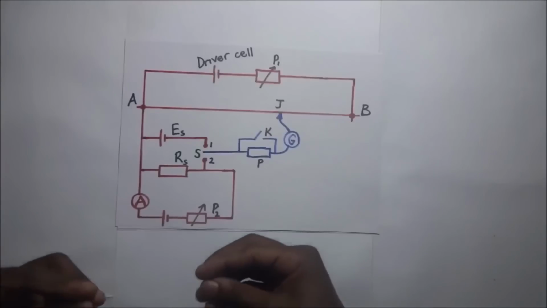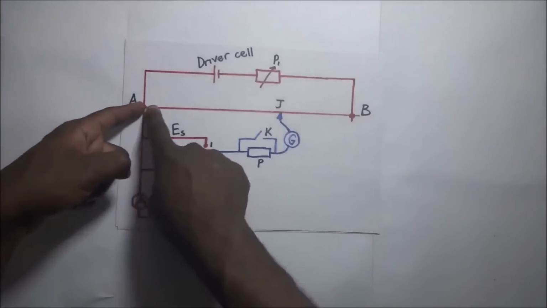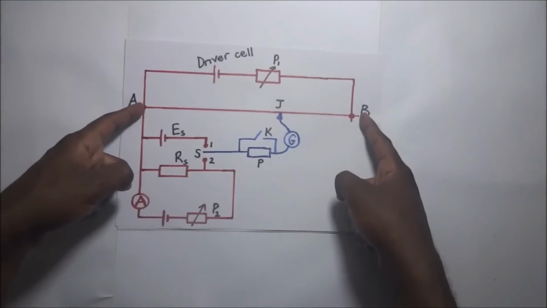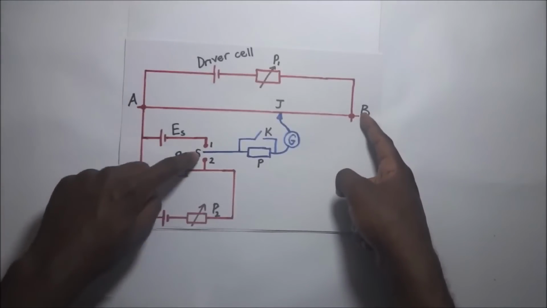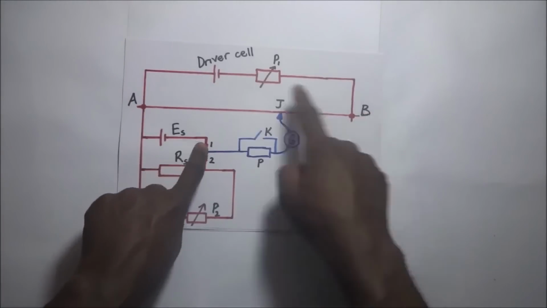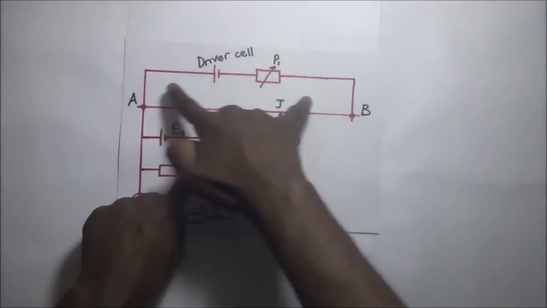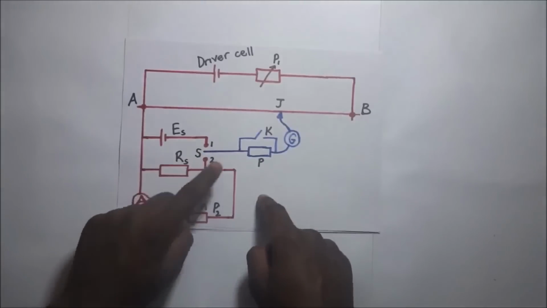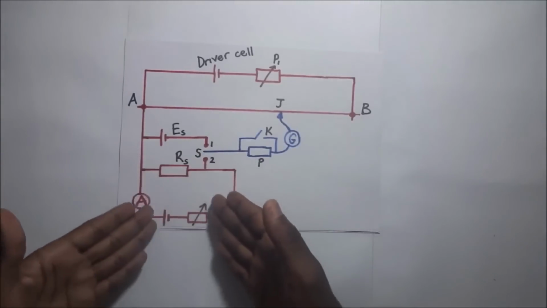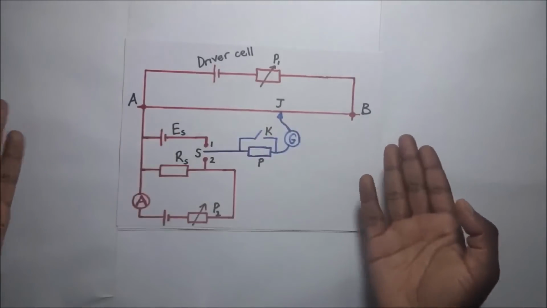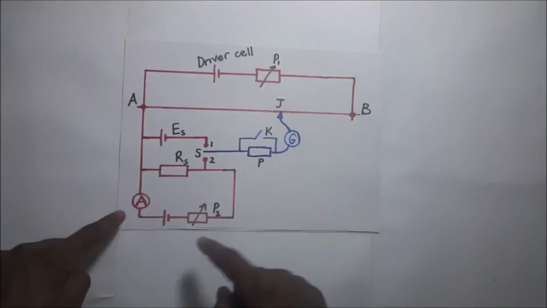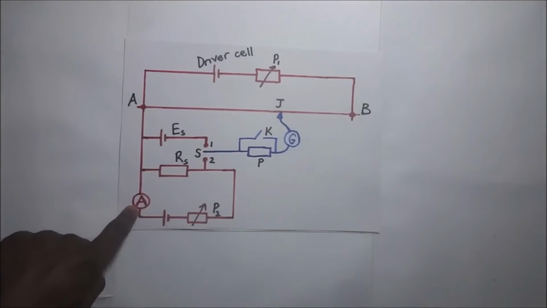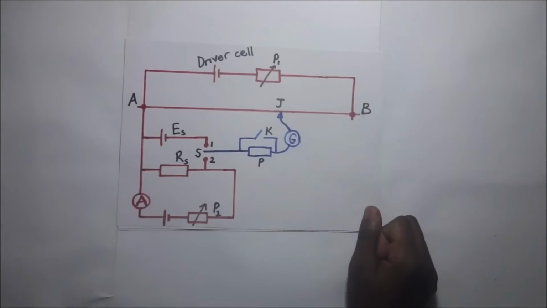Our two major steps are, first of all, to find the PD per unit length of this wire, that is calibrating it. We are going to connect S to position 1 and we balance it against the AB. Then afterwards we connect S to position 2 and we balance this lower portion of the circuit against the wire AB, and then we are able to get the calibration curve of the ammeter. So we begin our experiment this way.